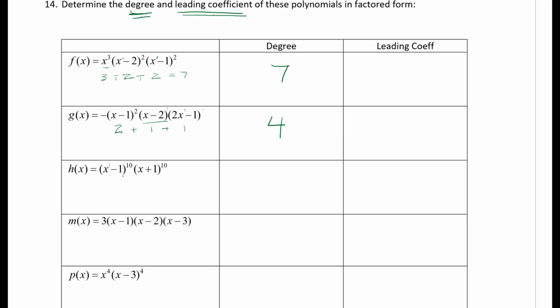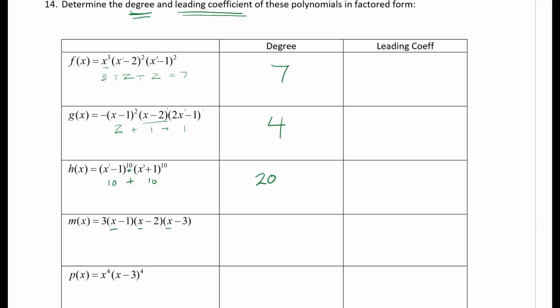For the next one, we have a degree of 1, but it's raised to the 10th power. That would give us 10 degrees from that term. Here this is a first degree polynomial, but we are raising it to the 10th power. So that's going to give us 10 degrees. If we add those together, this would be a big polynomial, but it would be a 20th degree polynomial.